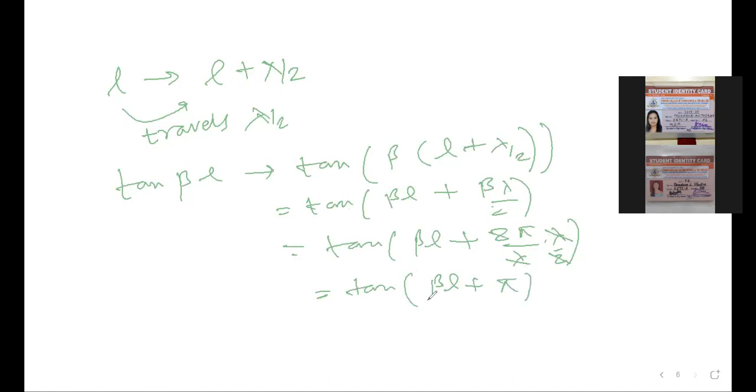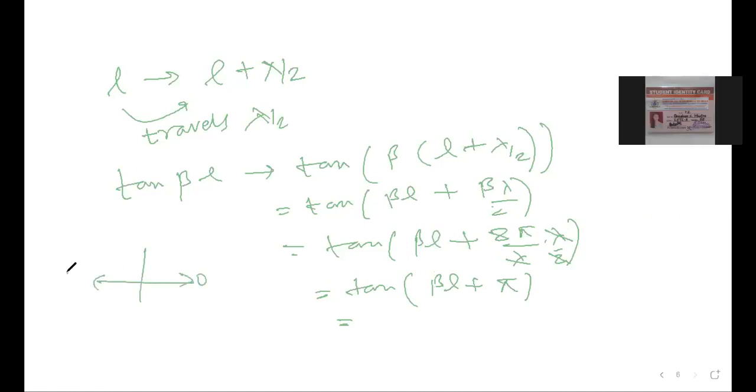So it will be pi. Can you all tell me tan of pi plus something? What is that? If this is pi by 2 and this is 3 pi by 2, so tan here is what? Positive, right? In the third quadrant, tan is positive, so it will be plus.